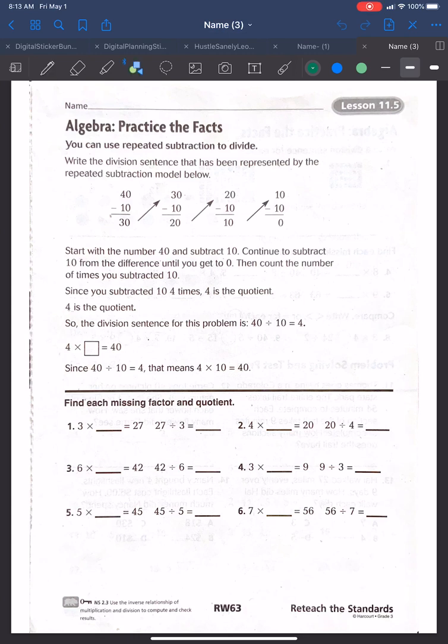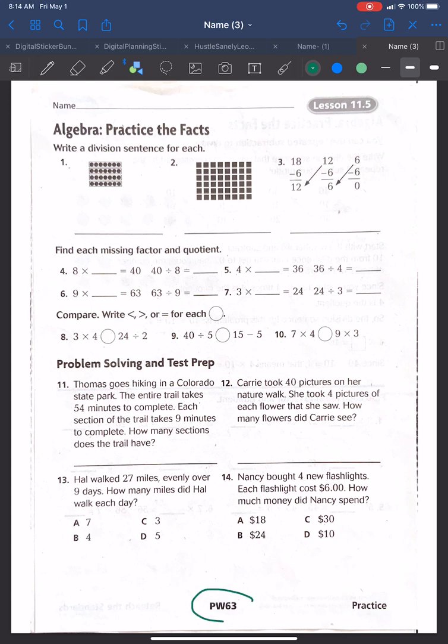Alright, today for math, you're going to start with practicing your multiplication and division facts. You should practice the facts using lesson 11.5, which is RW 63 and PW 63. Please be aware that this page is a mixture of multiplication facts and division facts. So look closely at the symbols.